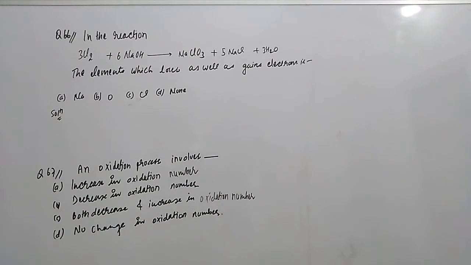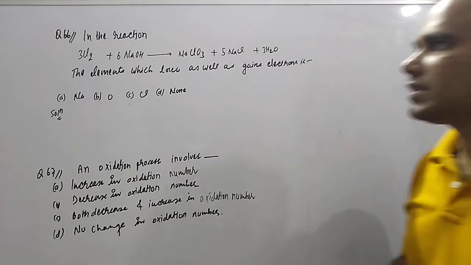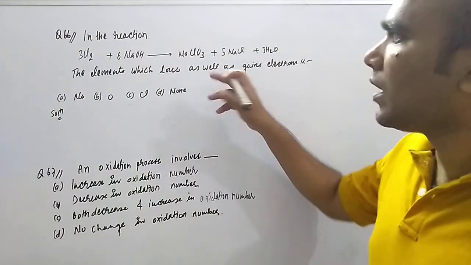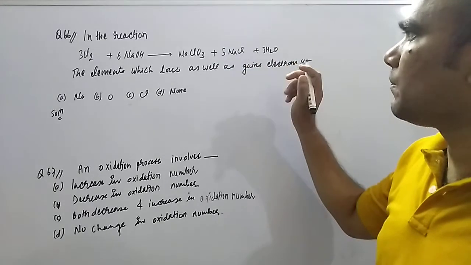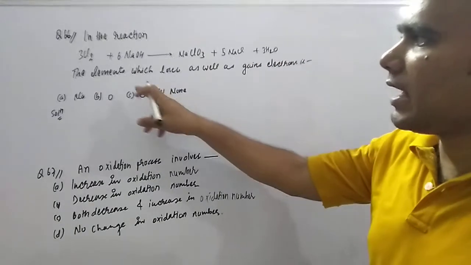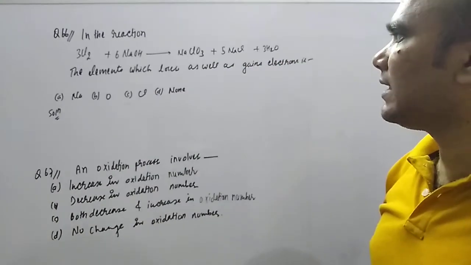Hello students, now let us see problem number 66. Problem number 66 is given in the reaction: Cl2 and 6NaOH are there. It is converting to sodium chlorate NaClO3 and 5NaCl, and water is produced. The question is which element loses as well as gains electrons.